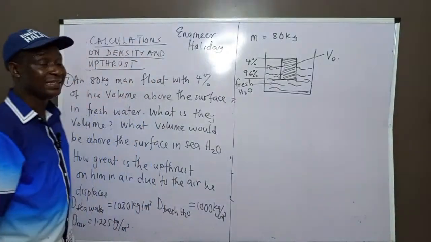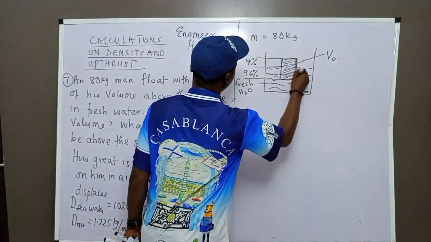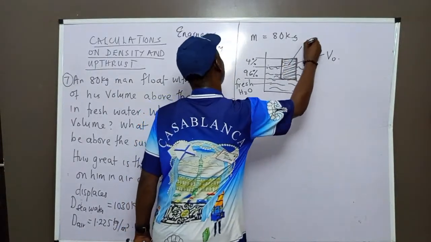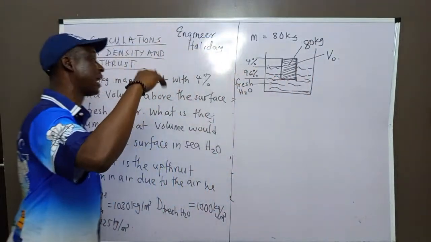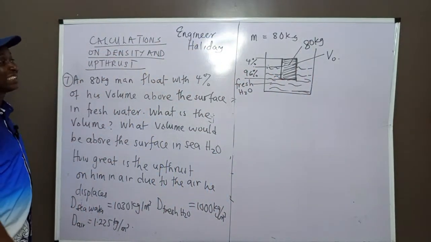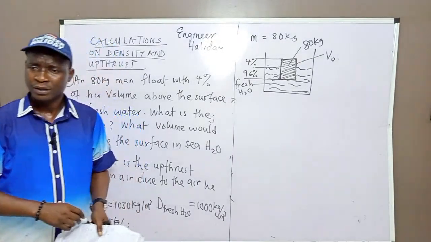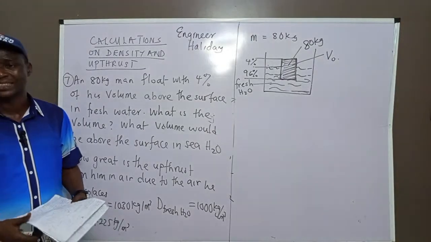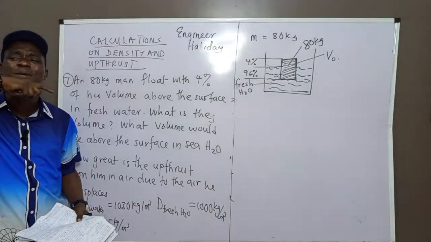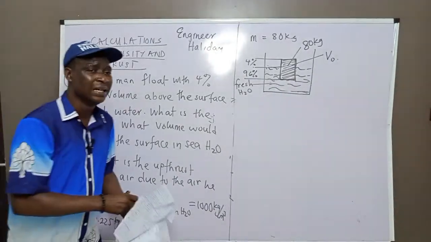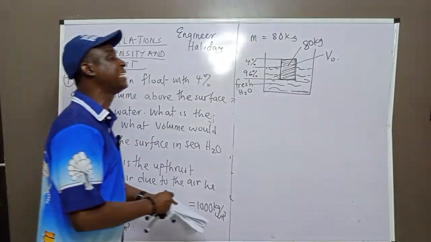Please remember that: 96%. If 100% is the entire body itself, that means the body of mass 80 kg is 100%. 4% is above the water, 96% is inside the water. Why am I interested in what is inside the water? Because for every question, there is an answer. It will be equal to the volume of liquid displaced. So the volume of liquid displaced is equivalent to the volume of the object in water.